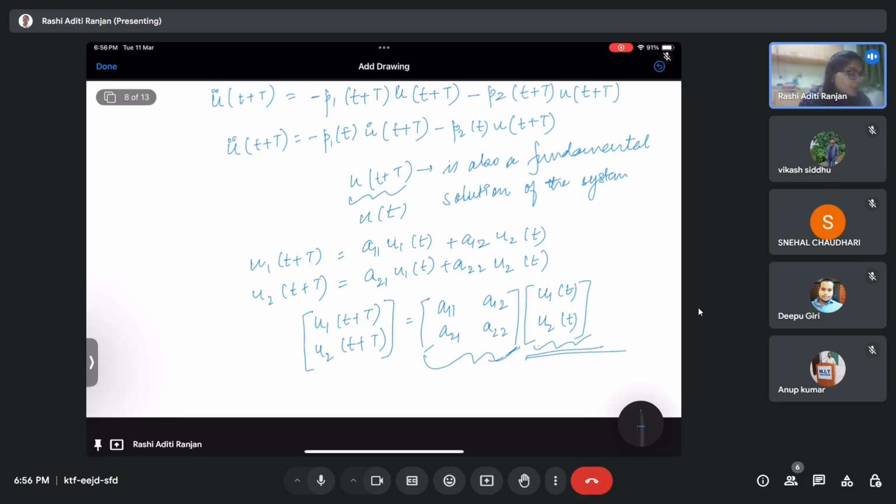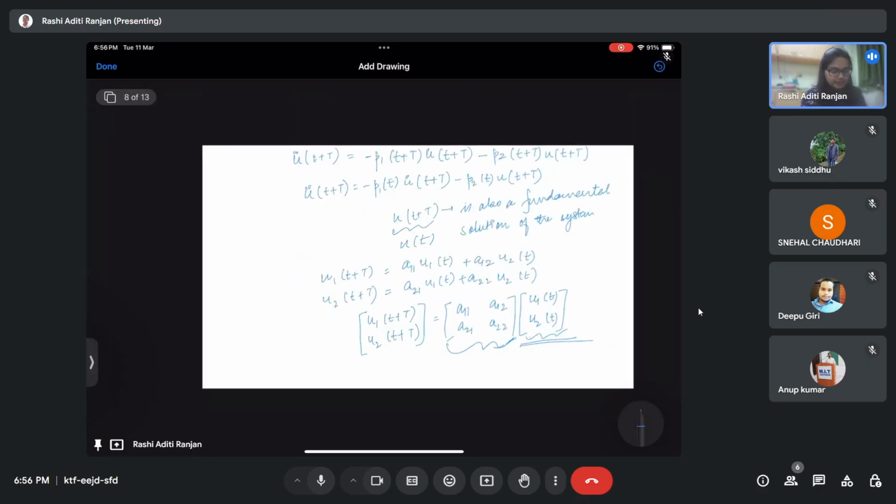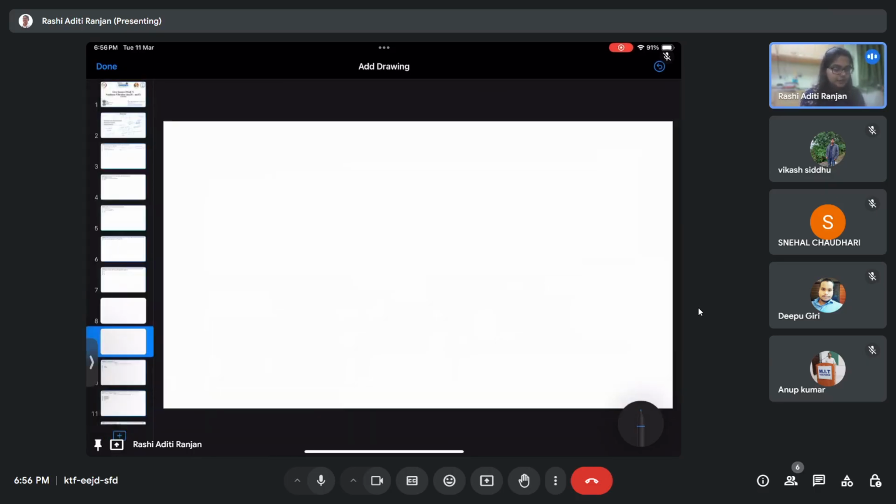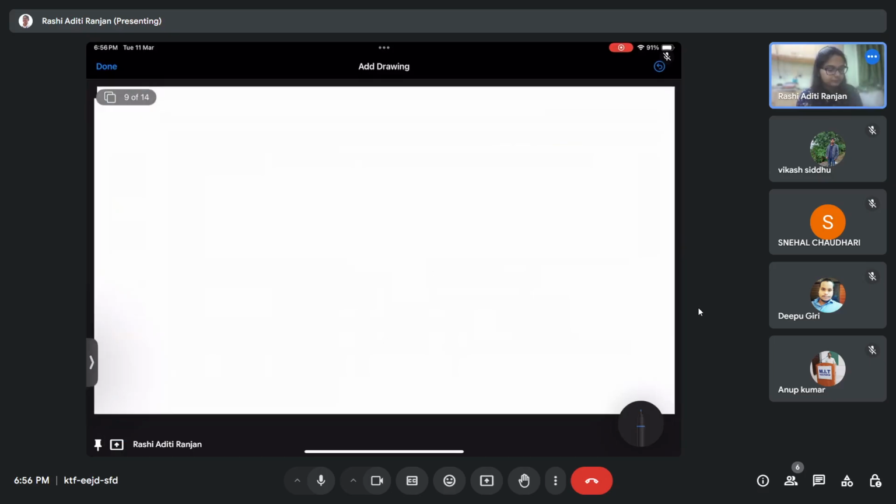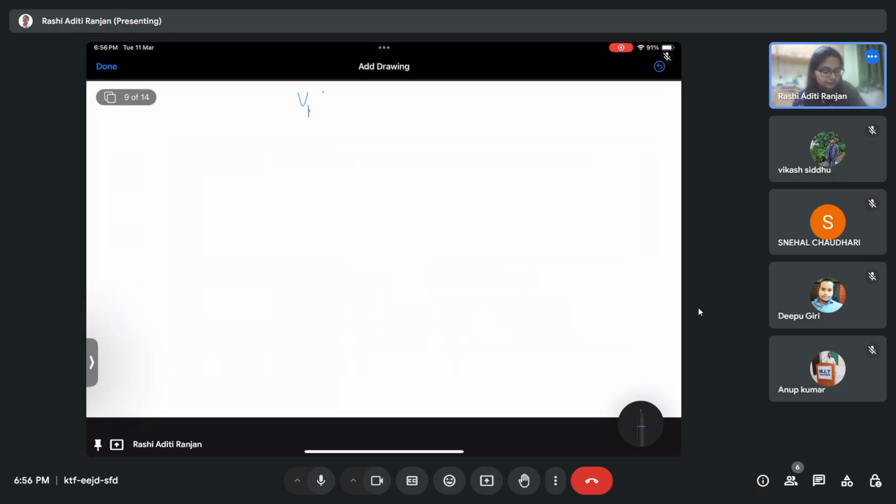Now, what are the possible ways in which I can do it? Okay, we'll take it up when we solve the question. For now, we'll just assume that u1 and u2 are chosen in such a way that it becomes a diagonal matrix. And in that case, we can write this further as v1 of t plus capital T is equal to lambda 1 v1 of t, and v2 of t plus T is equal to lambda 2 v2 of t. Now this solution is known as the Floquet solution.